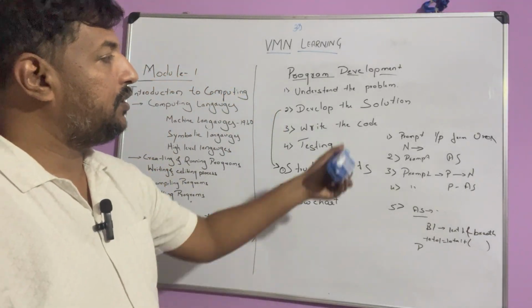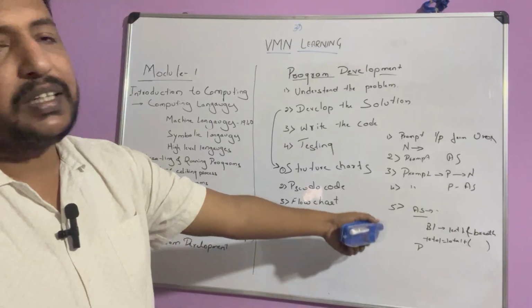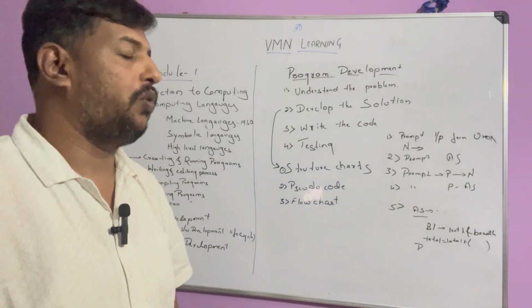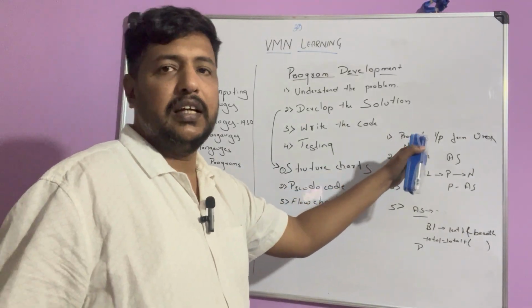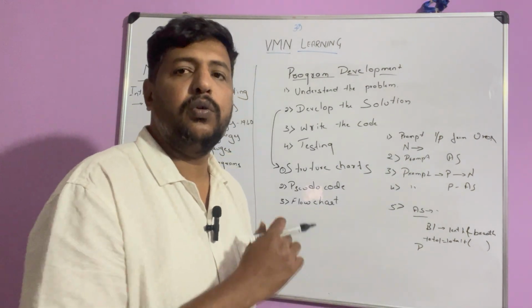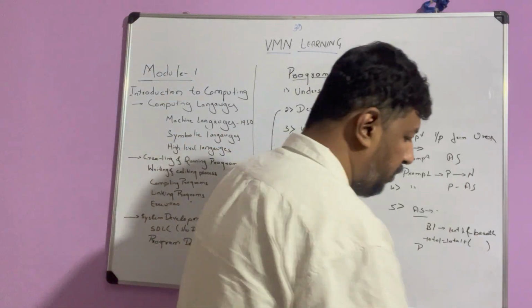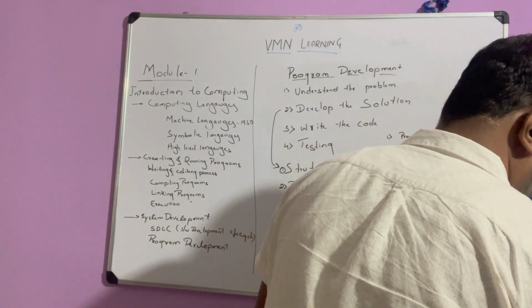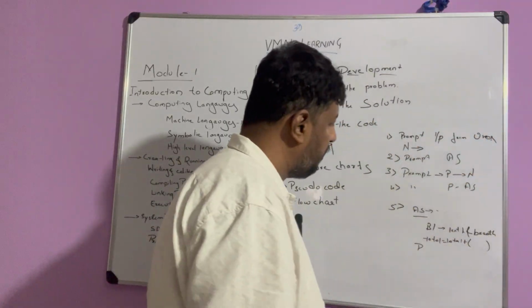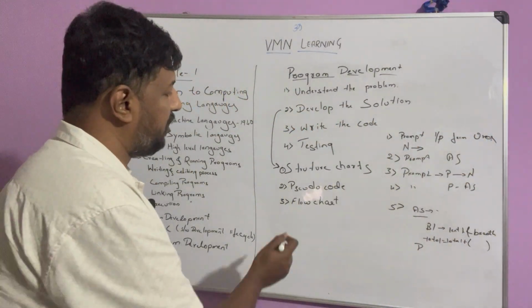So this is kind of a code, but it's not an actual code. It's a pseudo code where we are just writing what we are actually going to do. Once the pseudo code is done, we can go for flowcharts.